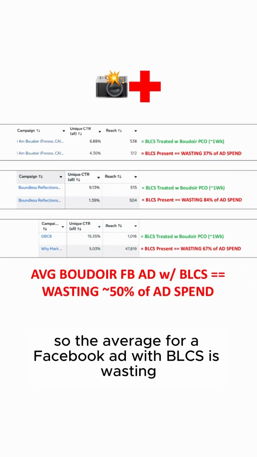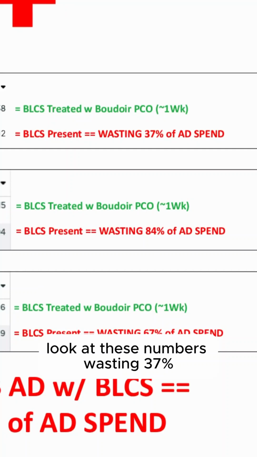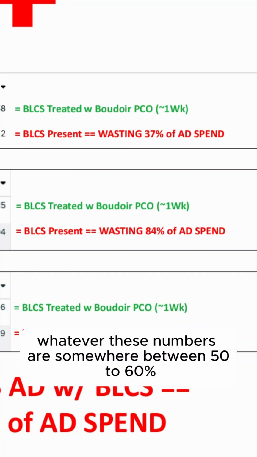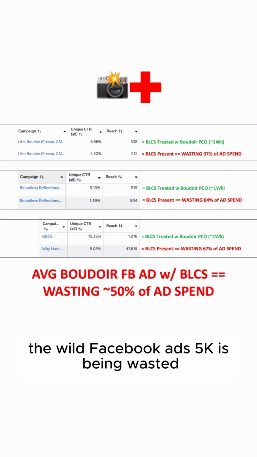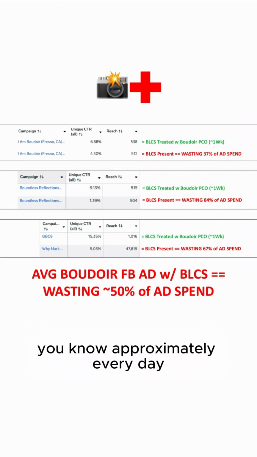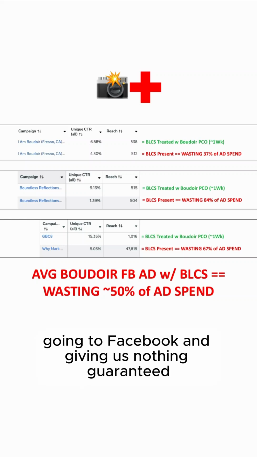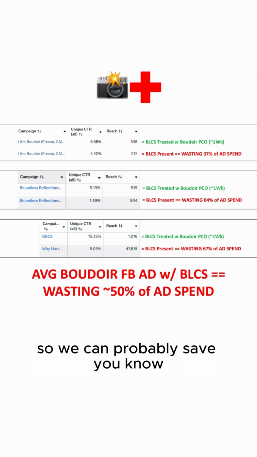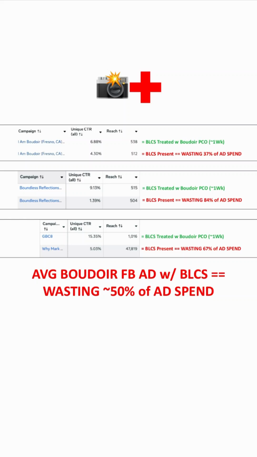So the average Boudoir Facebook ad with BLCS is wasting about 50% of ad spend. I mean, look at these numbers: wasting 37%, wasting 84%, wasting 67%. So the average here, whatever these numbers are, is somewhere between 50 to 60%. So if they're spending more than 10 grand a month on Boudoir Facebook ads, 5K is being wasted, approximately every day, every month, every year, going to Facebook, literally going to Facebook and giving us nothing, guaranteed. So we can probably save 5K a month, or approximately 60K over the next year.